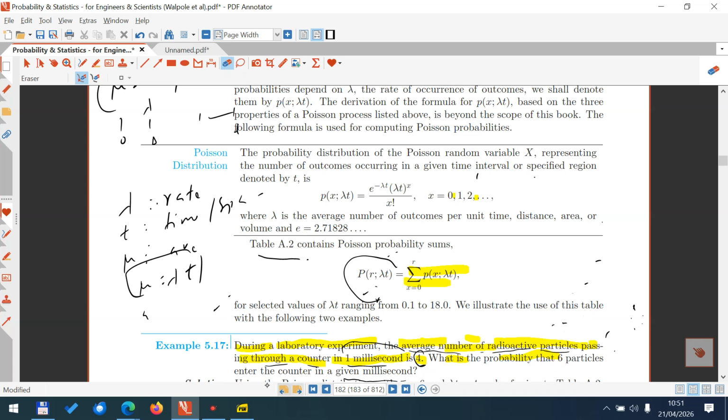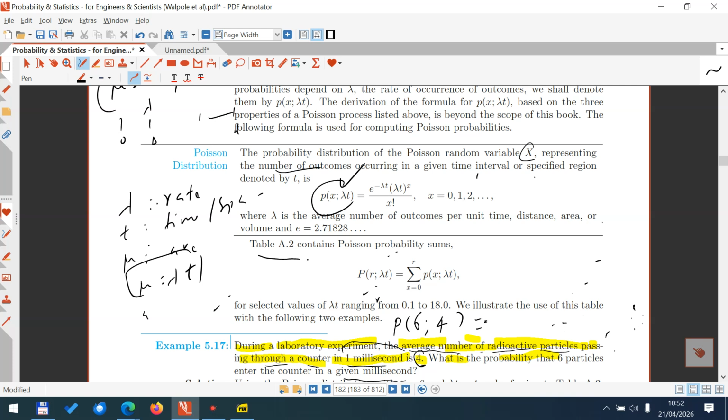What is the probability that 6 particles enter the counter in a given time? So we need to frame this first in terms of this notation. So it will be, now you're going to tell me, small p of what? What is the value of small x? Small x is the value of capital X. Capital X is the number of occurrences. So small x is 6. Then semicolon. What should I write after the semicolon? 4. Why? Because lambda times t is 4.